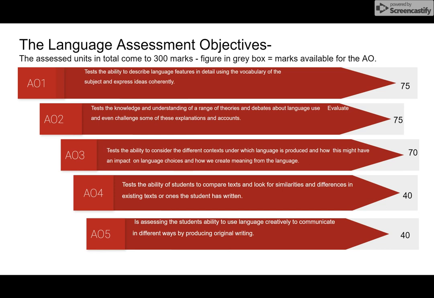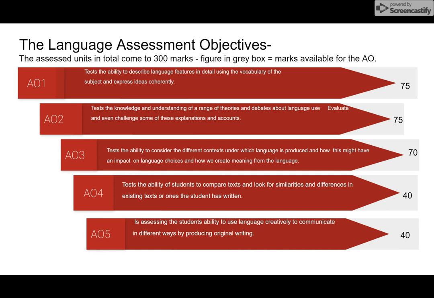AO3 is testing the ability to look at the contexts under which language is produced, how this might have an impact on language choices, and how we create meaning from language. So again, that's worth quite a substantial chunk at 70 marks.